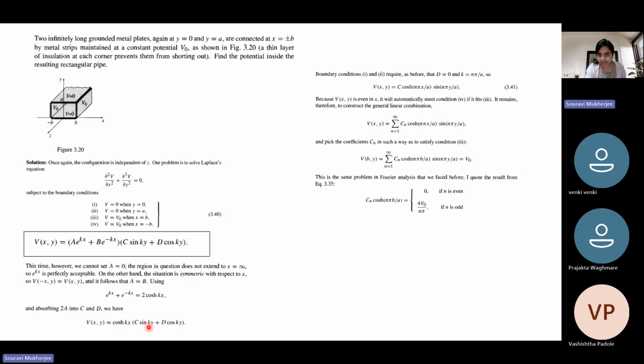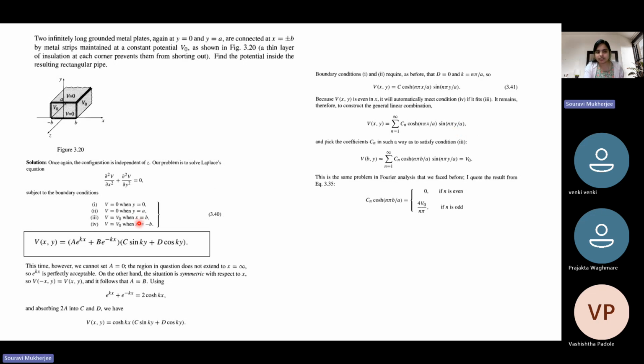What should be the condition of k? Again, k should be equal to n pi by a, so that at y equal to a, your v goes to 0. Okay. So that means now this is your general form of potential. All such combinations of functions for different values of n will satisfy this condition, whatever condition you have here. So now you do a linear combination of all such functions. So this is the general form of your potential.